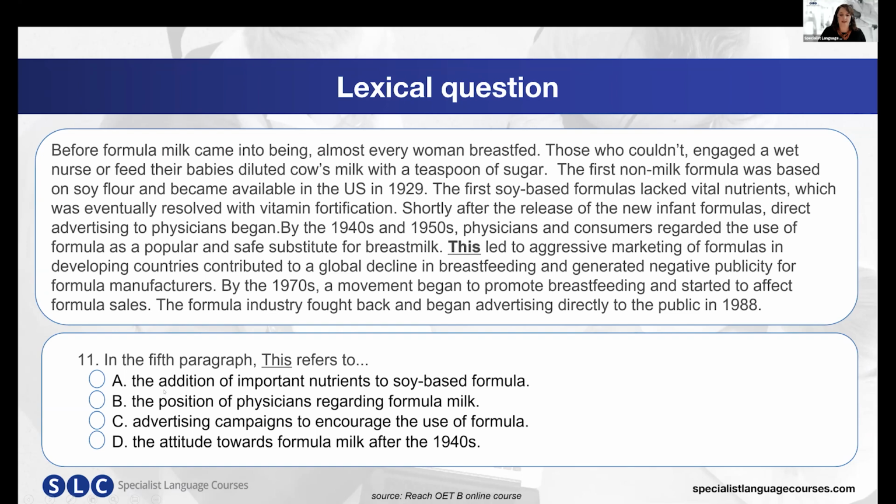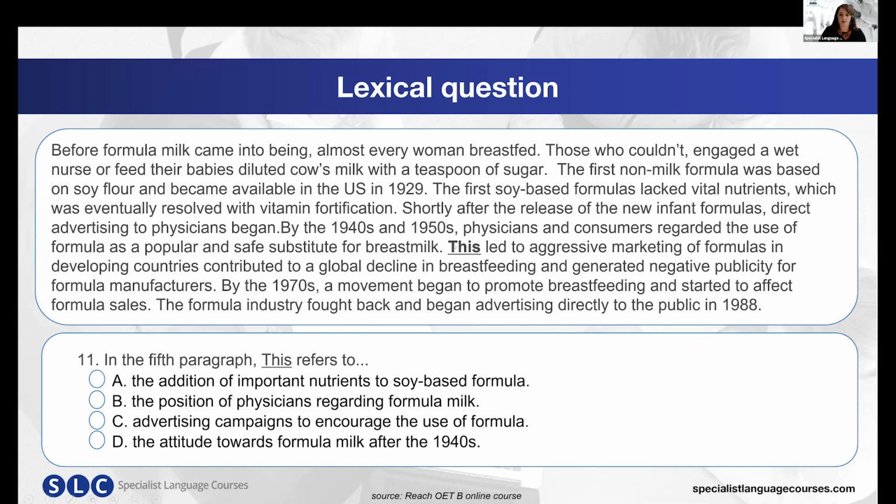So A, the addition of important nutrients to soy-based formula. Does this refer back to the addition of nutrients? Does this refer back to the position of physicians? So the position or the opinion or the view of physicians, so physicians or doctors, regarding formula milk? Does this refer to an advertising campaign that has been used to encourage formula? Or does this refer to the attitude towards formula milk after the 1940s?